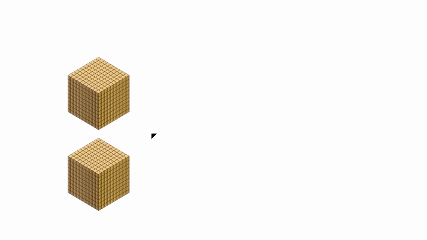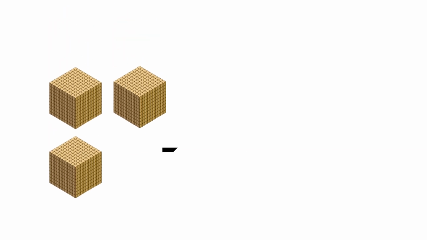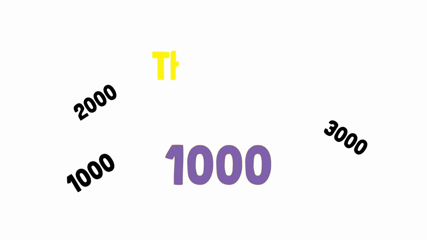1,000 stars is equal to 1,000. 2,000 stars is equal to 2,000. 3,000 stars is equal to 3,000. Numbers in the thousands place are 1,000, 2,000, 3,000. The thousands place is the fourth digit from the right.